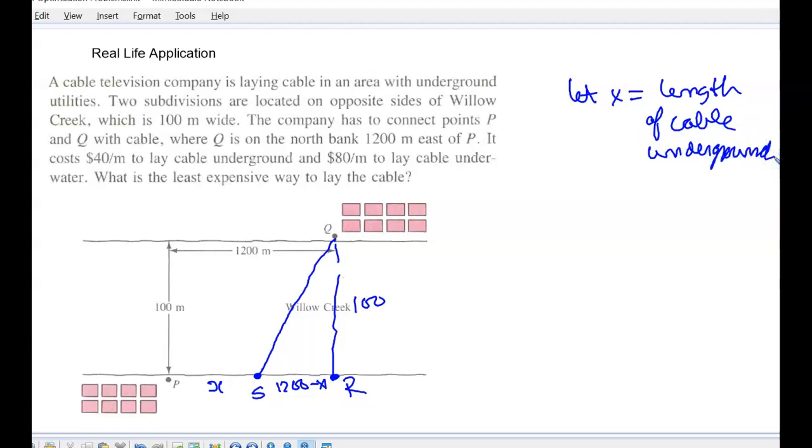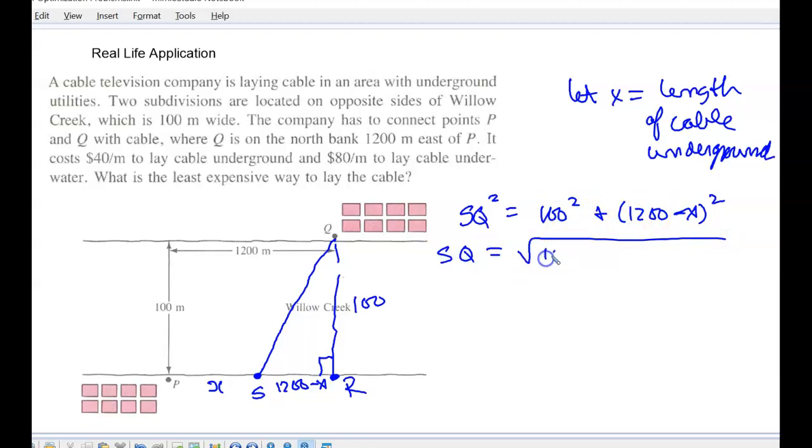Okay, and now we're going to come up with a formula. If you notice here, I formed a right triangle. And we can say that SQ squared has to equal 100 squared plus 1200 minus x all squared. So if I square root both sides, SQ is going to be the square root of 100 squared plus 1200 minus x all squared, oops, that's the wrong place for my bracket. Let's fix that up.